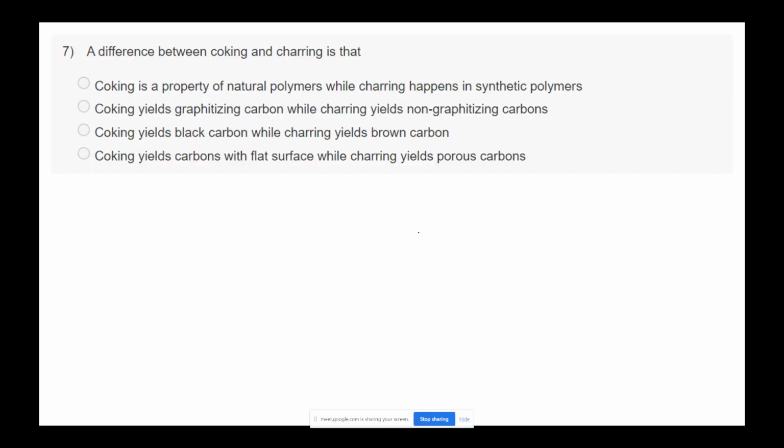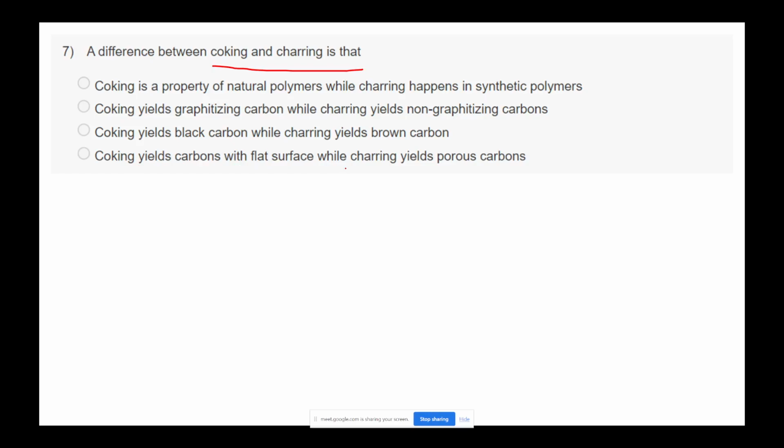So let's move to the next question. The next question is: what is the difference between coking and charring? Coking is a property of natural polymers, while charring happens in synthetic polymers. Coking yields graphitizing carbon, while charring yields non-graphitizing carbon. Coking yields black carbon, while charring yields brown carbon. Coking yields carbon with a flat surface, while charring yields porous carbon. So this we will discuss.